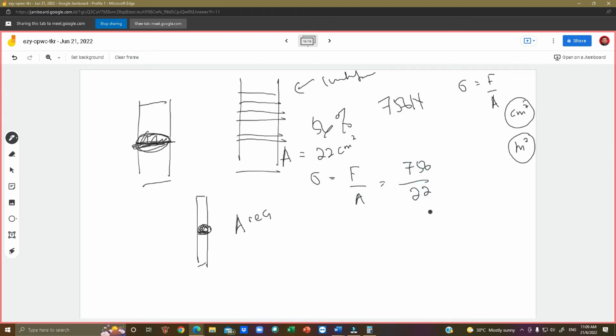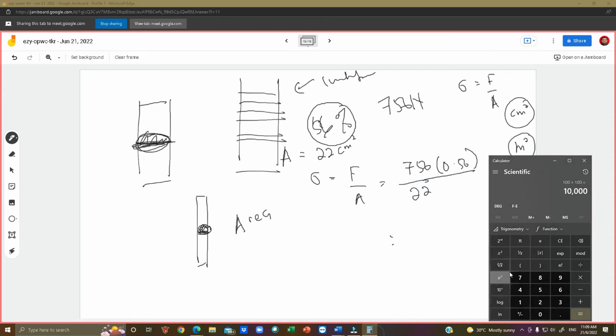Macam tu ke? Bukan. We need to include percentage first. Maksudnya, hanya 56% of total 756. So, it will be 756 times 0.56 first. Barulah kamu bagi dengan 22 and you are going to get the answer. 0.56. Okay, it will be 423.36 divided by 22.